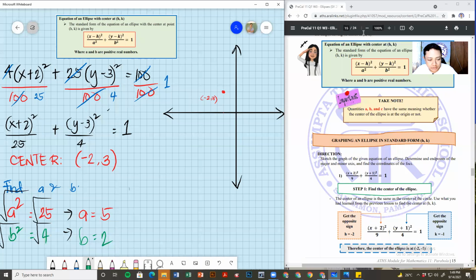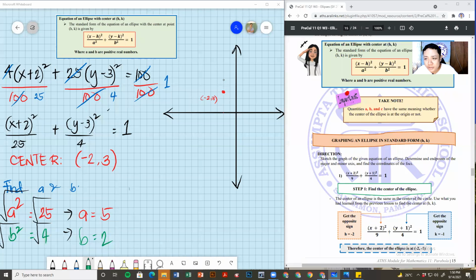So, which is greater, a or b? What type of ellipse is this? Horizontal or vertical? Type the answer in the chat box. Okay, let's see. Horizontal. Very good. Simply because a is greater than b. So we know the process. From our center, we count 5 steps to the left and to the right because that's for a. And then for b, we count 2 steps up and down.